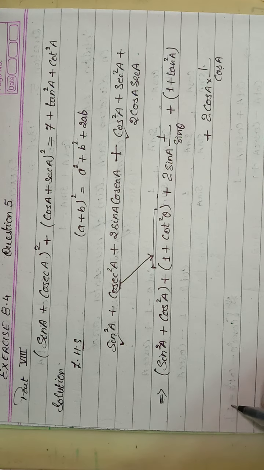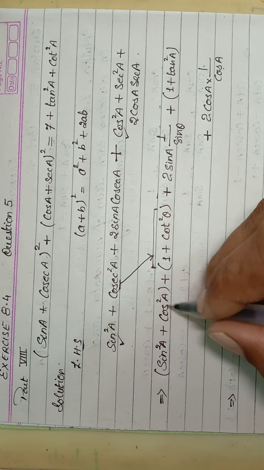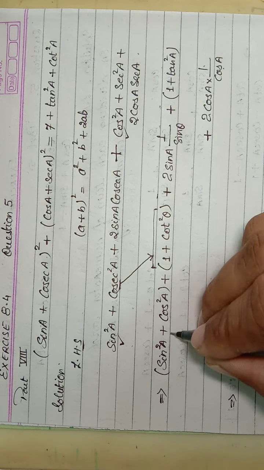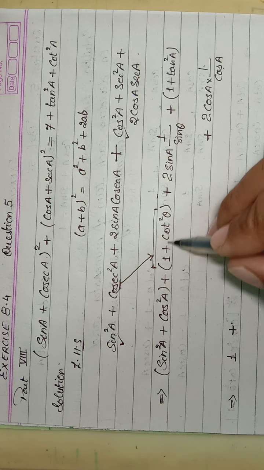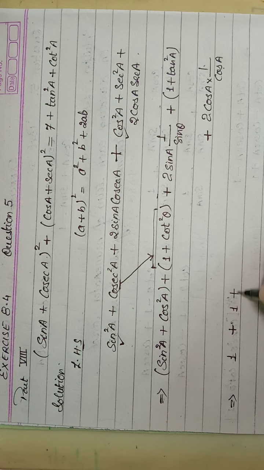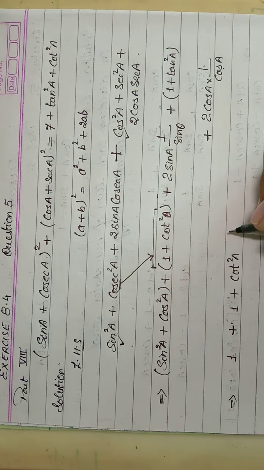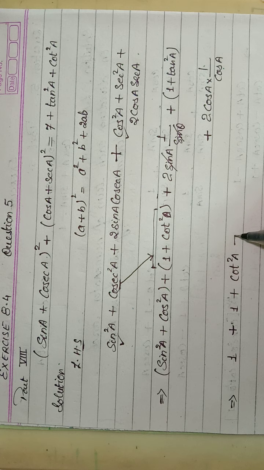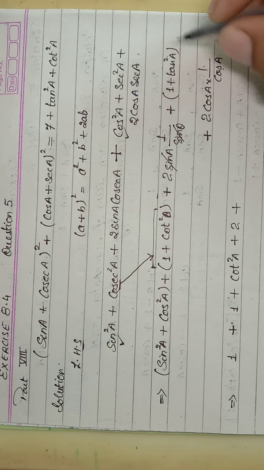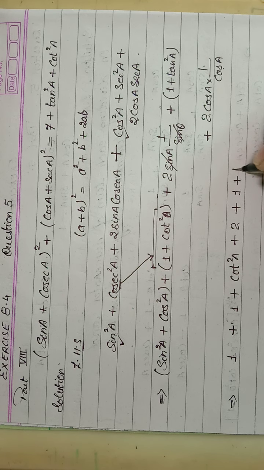Now you can see here the first sin square theta plus cos square theta is equal to 1. So this first bracket becomes 1. Now addition sign. Then after you have 1 plus cot square theta, or cot square a, because the angle is given in the form of a. Then plus 2, this sign and this sign will be cancelled, so you can directly write 2. Then again plus 1 plus tan square theta. Then this cos is cancelled with this cos. Again it is plus 2.